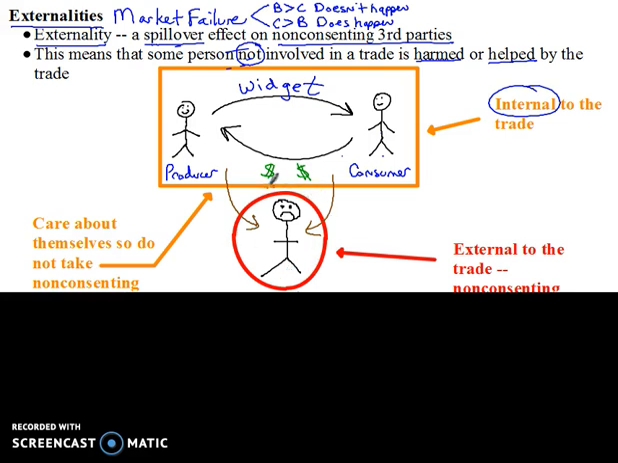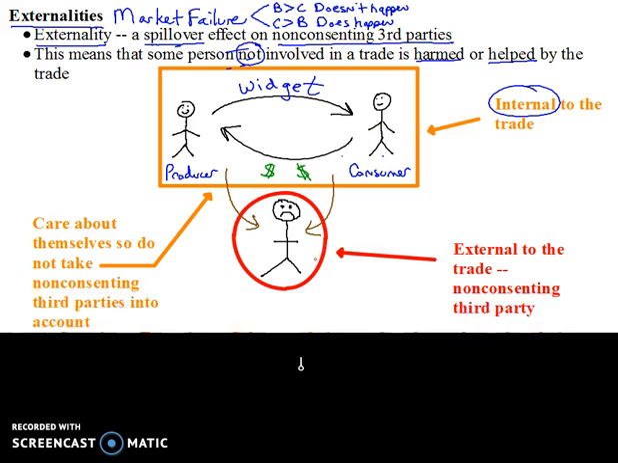He's going to be harmed even though he was not involved in the trade. But here's the problem. These two people up here who are internal to the trade, these are the two people that are involved in the trade, they do not take this guy into account. They don't really think about him when they're engaging in the trade. This guy just thinks, I'm selling widgets and making money, and this is great. And this guy's like, I love widgets, I got to pay for them, but all right, I'm willing to. This is great. I get some widgets.